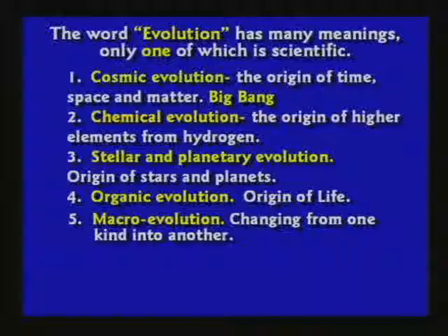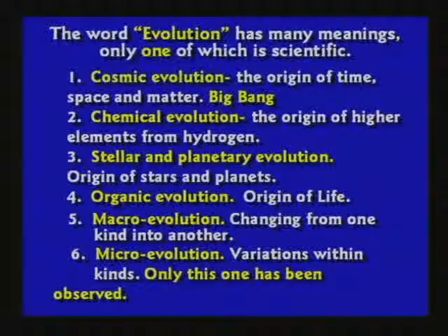Fifthly, we have what's called macroevolution. This is where an animal changes from one kind into another. Nobody's ever seen that. Lastly, we have what's called microevolution. And again, I object to the term, but they use it. So this one happens. The first five are purely religious.